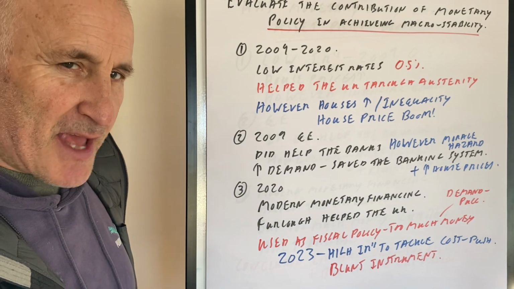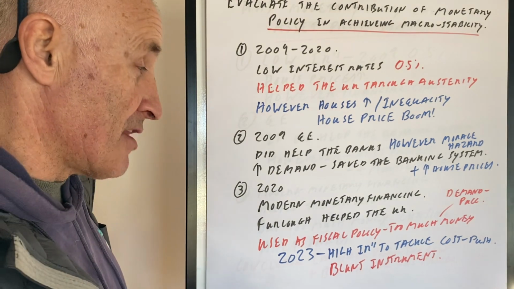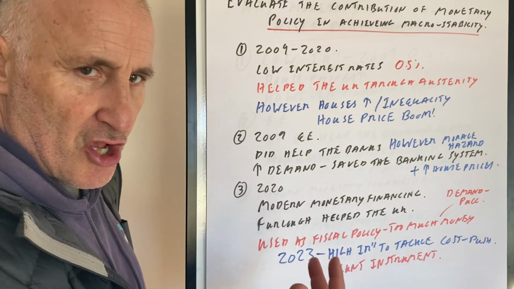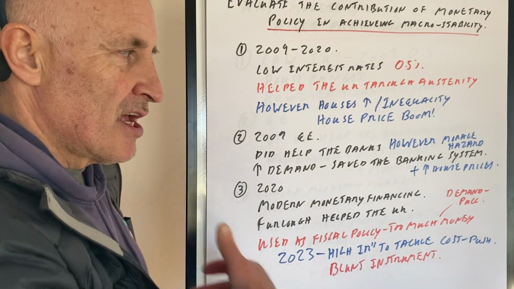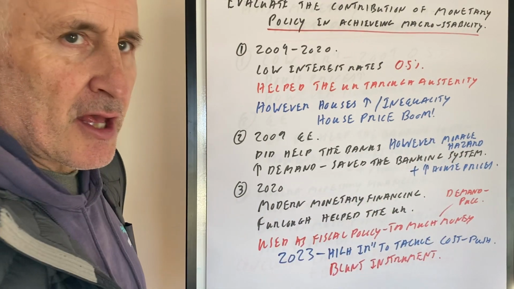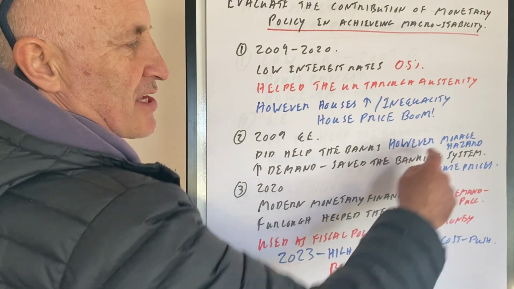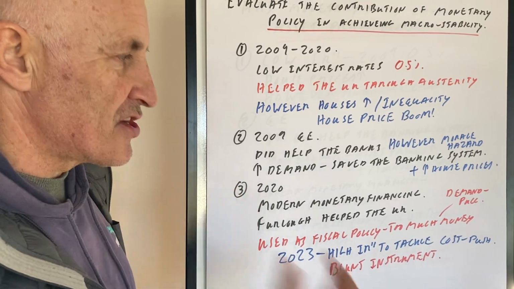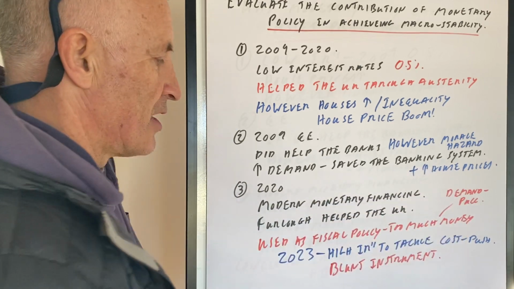Could the money be spent in better ways rather than saving the banking system? A lot of people say, well, why didn't we build green infrastructure? Or why didn't we build more houses to help that particular problem? There's also the issue of moral hazard, which allows people to take as much risk as they like, knowing that they're going to be bailed out by the government, and it also led to a large increase in house prices.